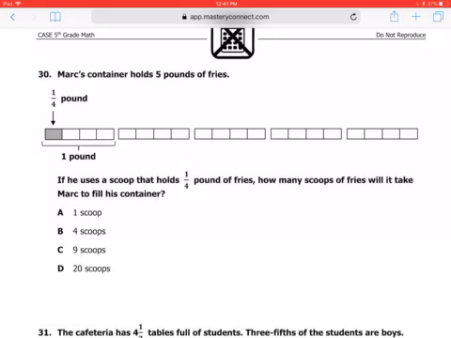Mark's container holds 5 pounds of fries. Number 30. If he uses a scoop that holds 1/4 pound of fries, how many scoops of fries will it take Mark to fill his container?